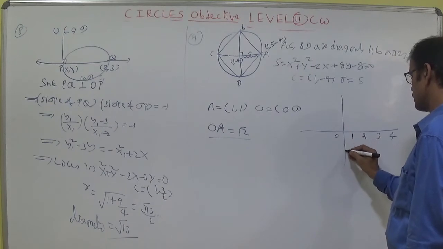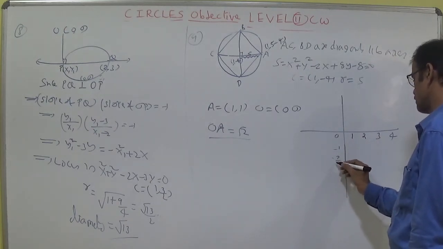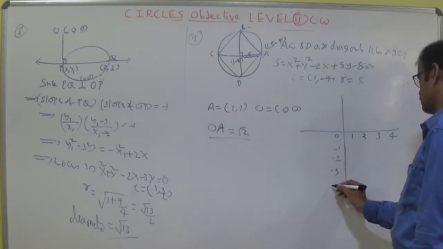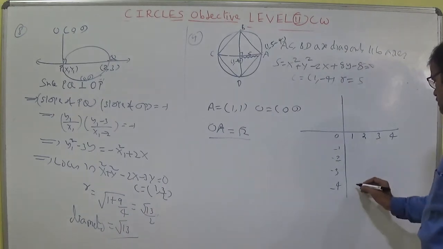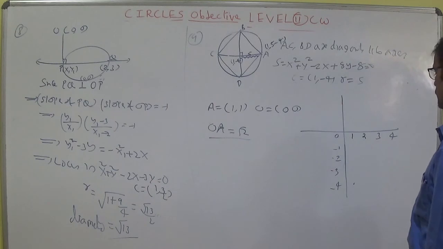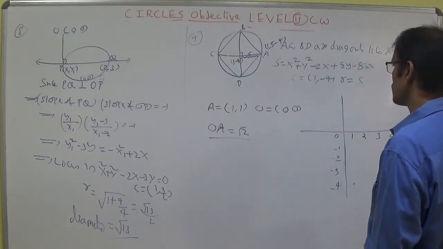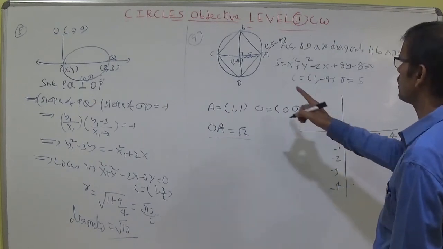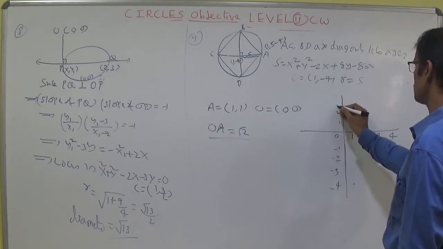Center is (-1, 1). Put here -1, -2, -3, -4. The center (1, -4) is the center of the circle. It depends upon the center of the circle. The diagonals of this one are based on, here we got this is 1, 2, 3.